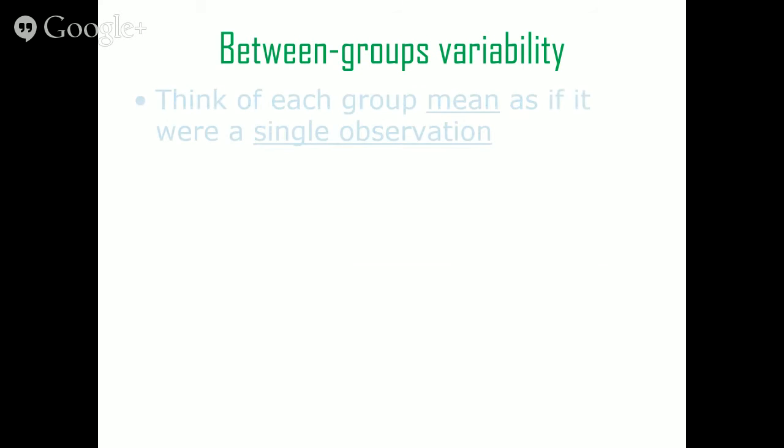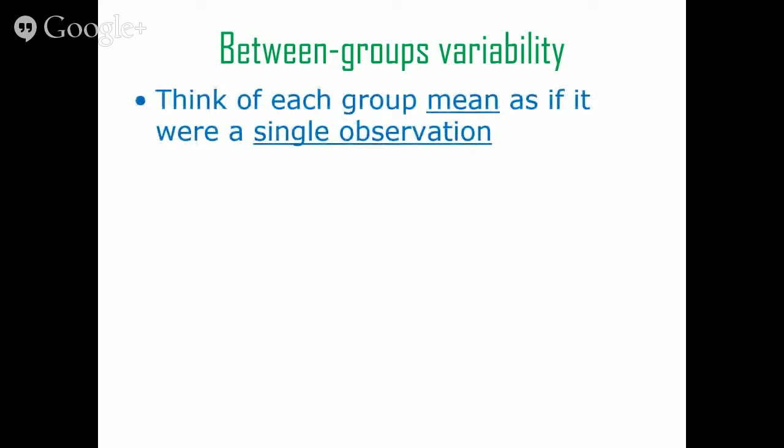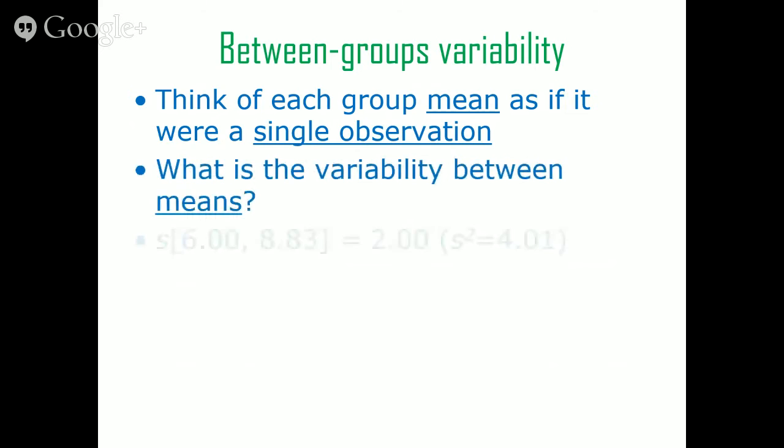So now we're going to make the leap. We're going to talk about between groups variability. To make this leap, you have to switch your mind and start thinking of each group mean as if it was just a single observation. Mathematically, we're going to treat it briefly like a single observation. So we're going to look at the variability among the means. So let's say the data set is just 6 and 8.83. Those are the two group mean centimeter lengths for worms, Group A and Group B. Group A was the high acidity soil and Group B was low acidity, I think.